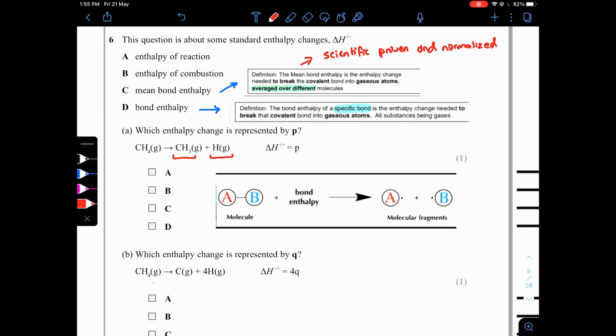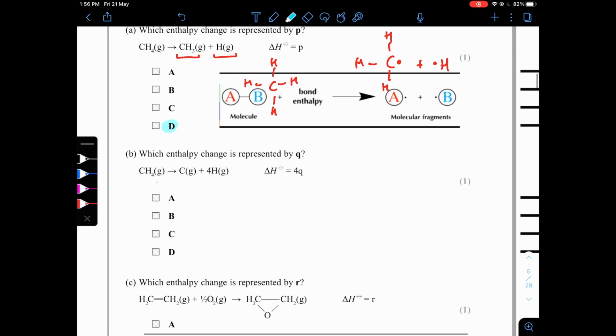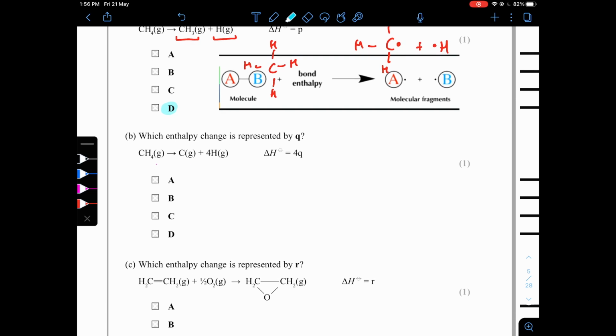So I've got this diagram here. We have this molecule. You can imagine this as the molecule CH4, right? We have the bond enthalpy. They break up into their molecular fragments, which is the case here. We have CH3 free radicals plus H here. So we can conclude that this is only a specific bond. So the answer should be bond enthalpy, which is D in this case, because it refers back to the bond enthalpy. Next, which enthalpy change is represented by Q?